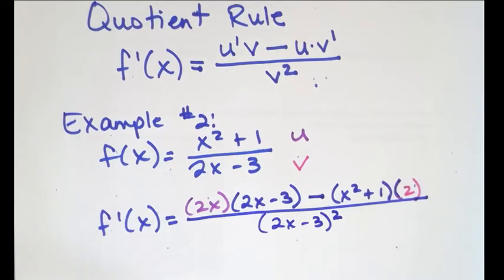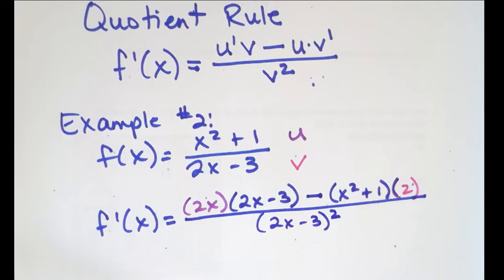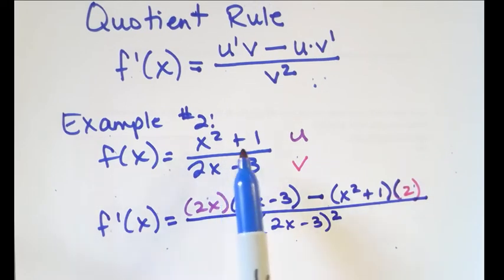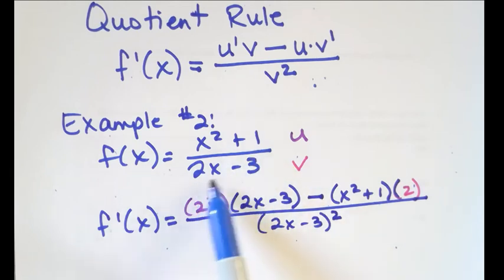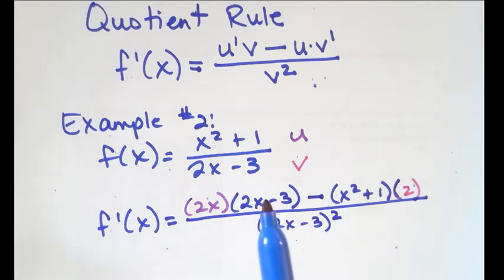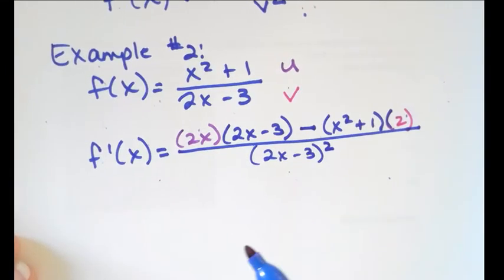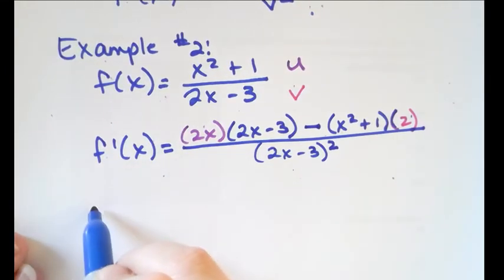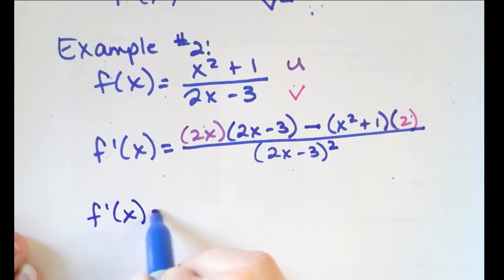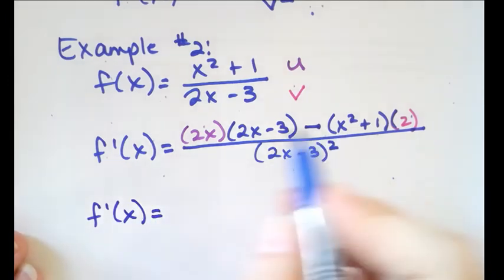So this looks very messy, but it's easier than trying to work with the product rule with x squared plus 1 times quantity 2x minus 3 to the negative 1 power. Plus, if you don't know how to take the derivative of a polynomial raised to a power, you're not able to use the product rule in this type of situation. So we're going to continue cleaning this up. All we need to do is simplify our numerator. We don't need to expand our denominator.